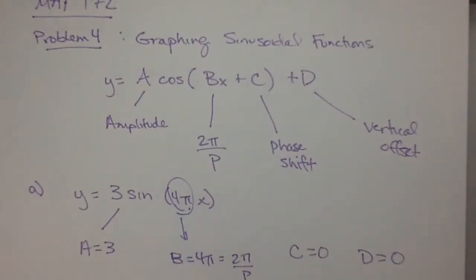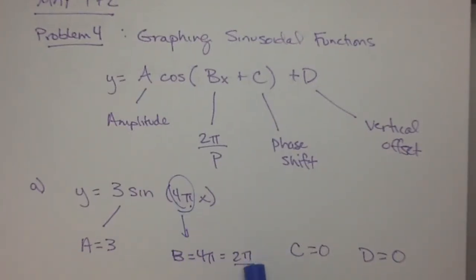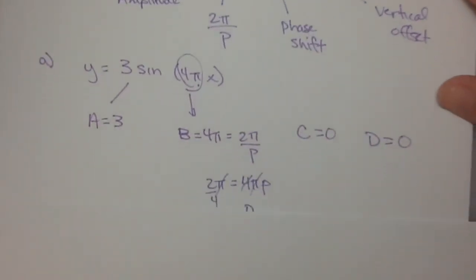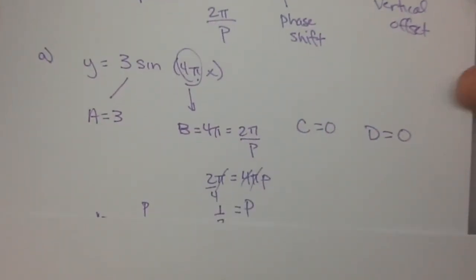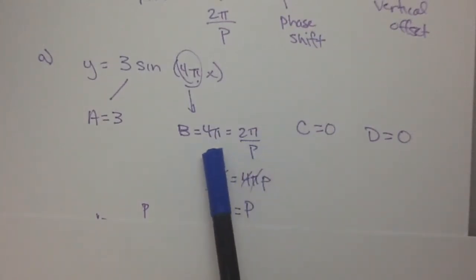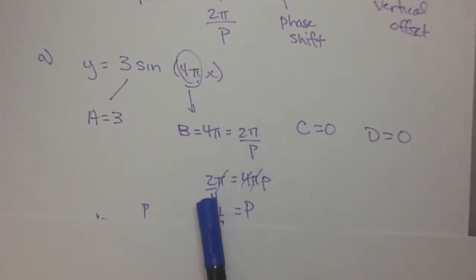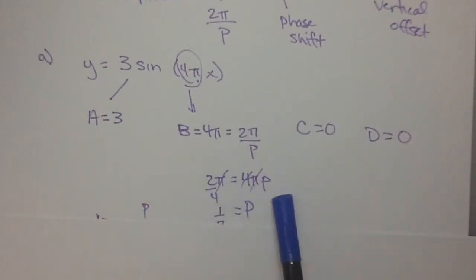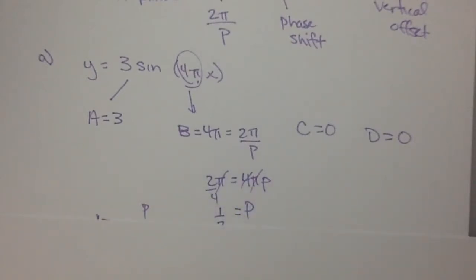4 pi is our B, that's equal to 2 pi over the period. So if we do a little bit of math, 4 pi is 2 pi over the period, so we cross multiply and you get 2 pi is 4 pi P. If you divide by 4 pi, you see that P, the period, is 1/2. So we're going to get an entire repetition in 1/2.